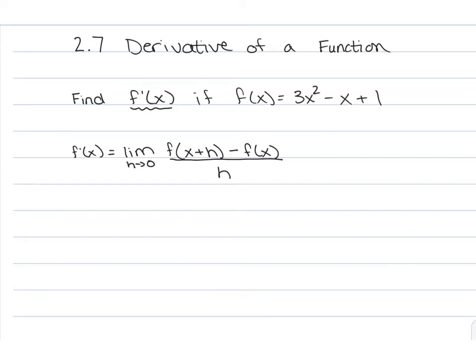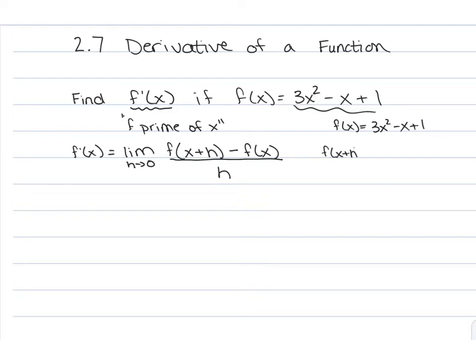So if I work on this problem here, find f prime of x, and that's how I would read that, f prime of x, for 3x squared minus x plus 1. So we need f of x plus h. We already know what f of x is, since it was given to us, but I do need to know what f of x plus h is. So I know that f of x is 3x squared minus x plus 1.